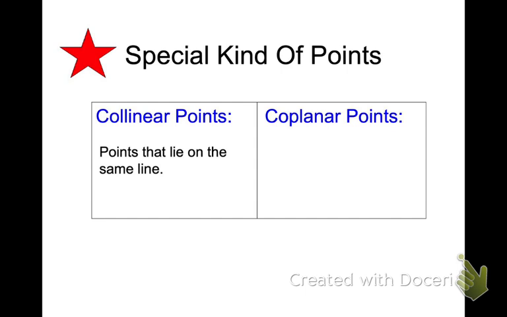So collinear are points that lie on the same line. Guesses on coplanar? Points that lie on the same plane, yeah. Points that lie on the same plane.